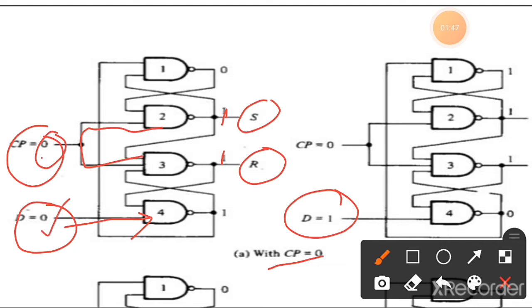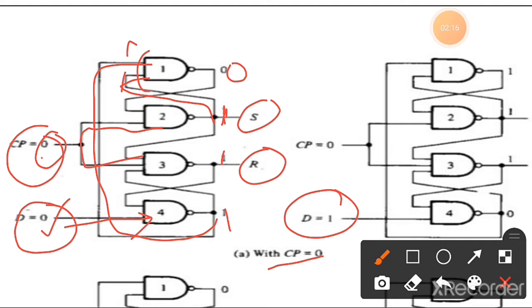then that D value is 0. If any one input of a NAND gate is 0, then the output will be 1. Then this 1 will go to here. This is 1, and here the S output will be 1. The output of gate 2 will be 1. So this will be 1. Then both inputs are 1, then the output will be 0.